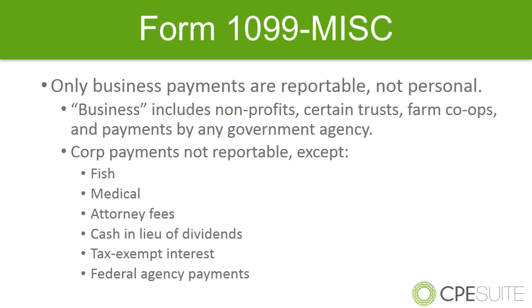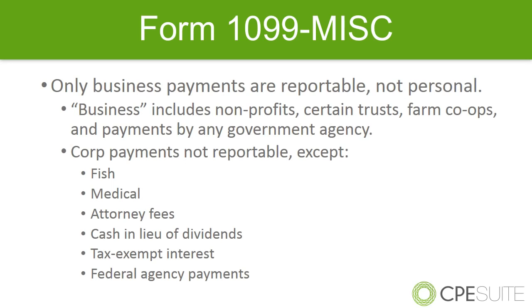The business aspect, though, the definition there of business use, includes nonprofit organizations. It includes several types of trusts. It includes farm co-ops and payments made by any government agency, federal, state, county, city, or special government entity. Any payments that they make are reportable. Corporate payments are usually not reportable. Like I said, I'm not required to report my flooring in excess of $600 that I paid to Home Depot.